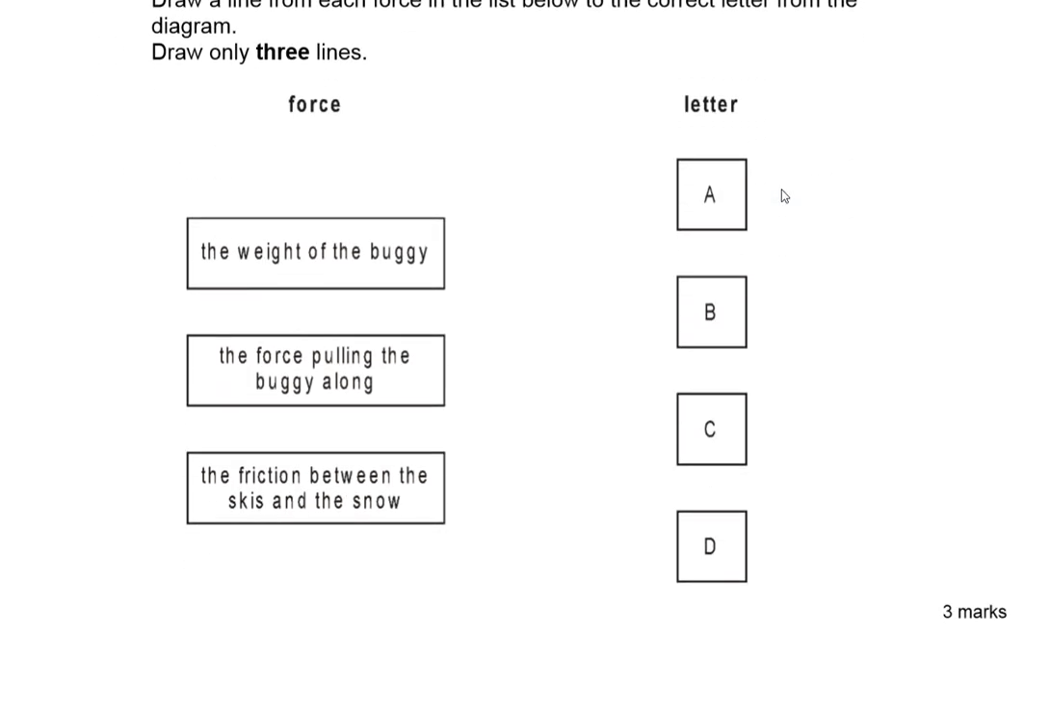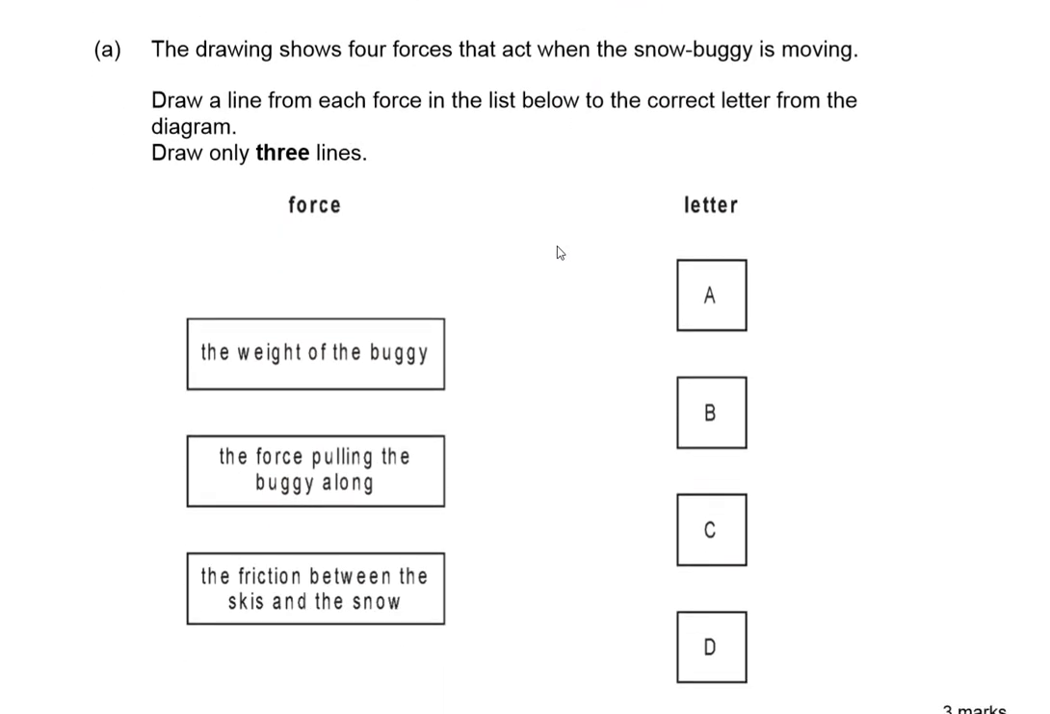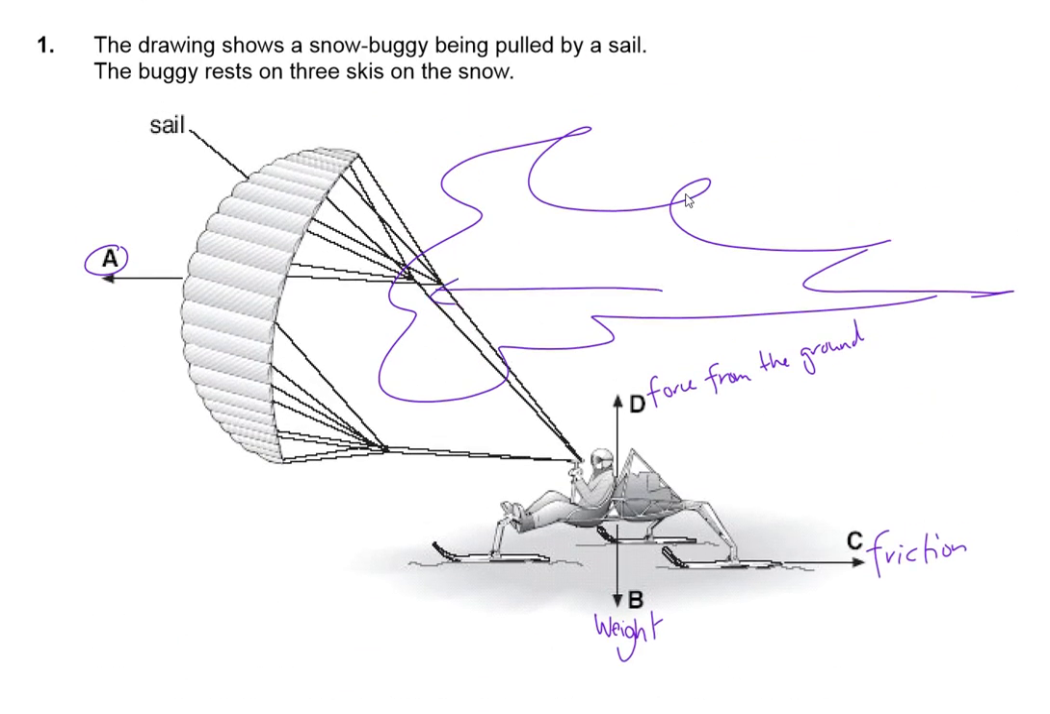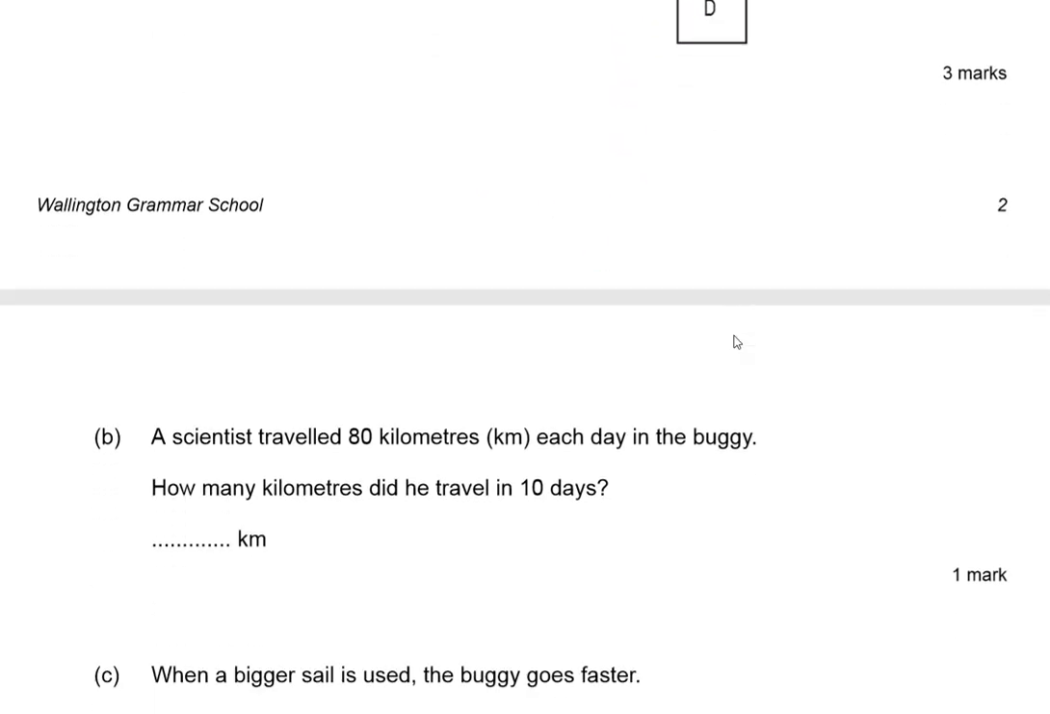Now let's look at the first one. So the weight of the buggy is going to be clearly B, so therefore this here will be clearly B. The force that's pulling the buggy along, so this here is going to be clearly A, because where it's going is going forward, so therefore A is being pushed forward by the wind. And then what's left is going to be friction between the ski and the snow, which will be C in this case. Now these 3 marks, you need to get one correct for each of the marks.